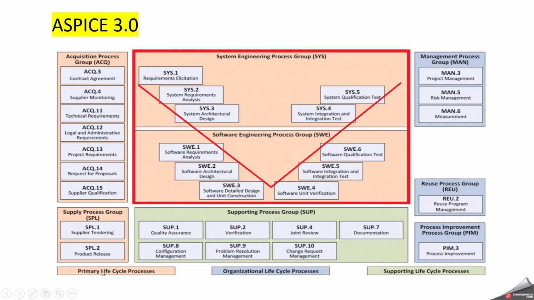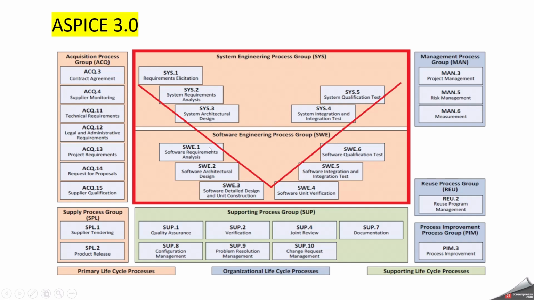First, we will start to discuss the primary lifecycle process. Under the primary lifecycle process, we have the system engineering process group, the software engineering process group, the acquisition process group, and the supply process group. First, we will discuss the system engineering process group. Whenever the requirement comes, first it will come to requirement elicitation at the SYS.1 level. Here we are checking all the stakeholder requirements. In SYS.2, we are doing system requirements analysis, defining the system requirements. And in SYS.3, we are doing system architectural design, creating the system architecture.